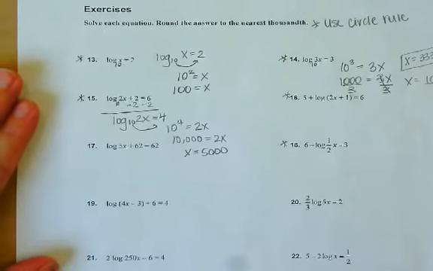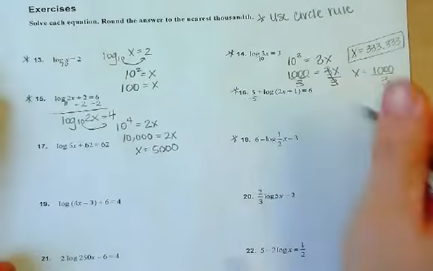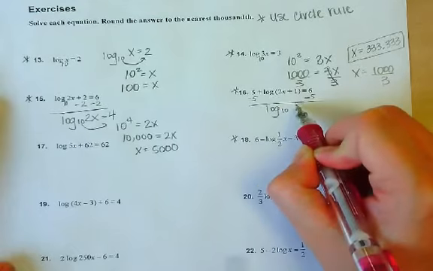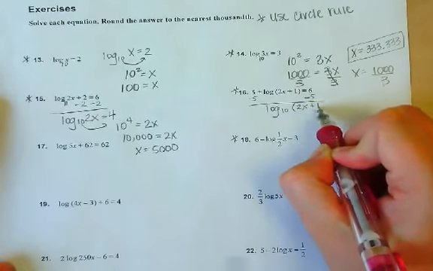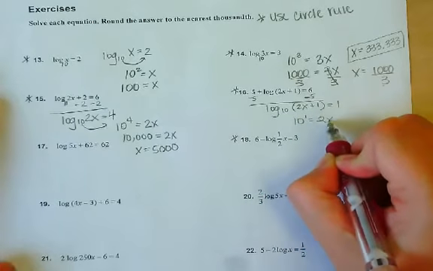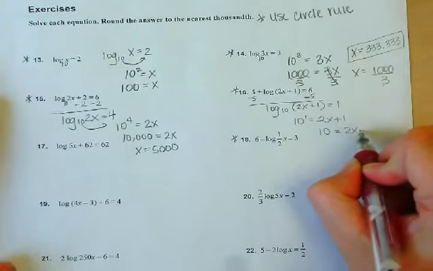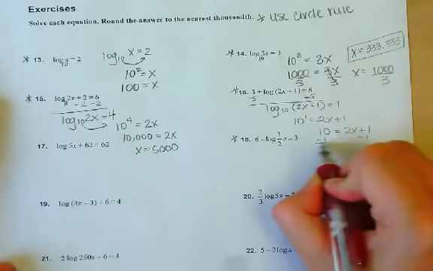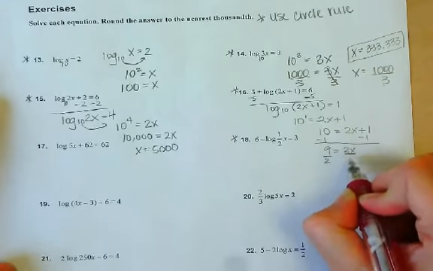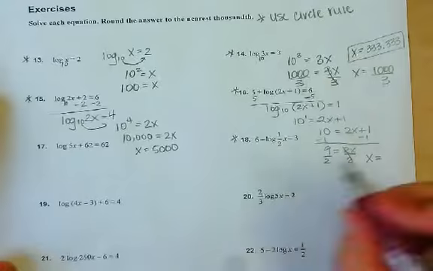Now, for problem number 16, I need to subtract 5 from both sides first. I'm left with log base 10, if it's not written, of 2x plus 1 is equal to 1. So 10 to the 1st power is equal to 2x plus 1. 10 to the 1st power is 10. So now I need to subtract 1 from both sides. 9 is equal to 2x. Divide both sides by 2. X is equal to 4.5.